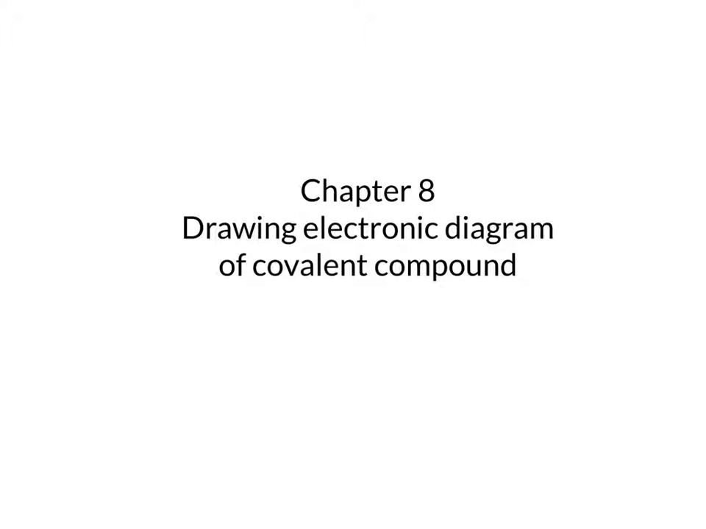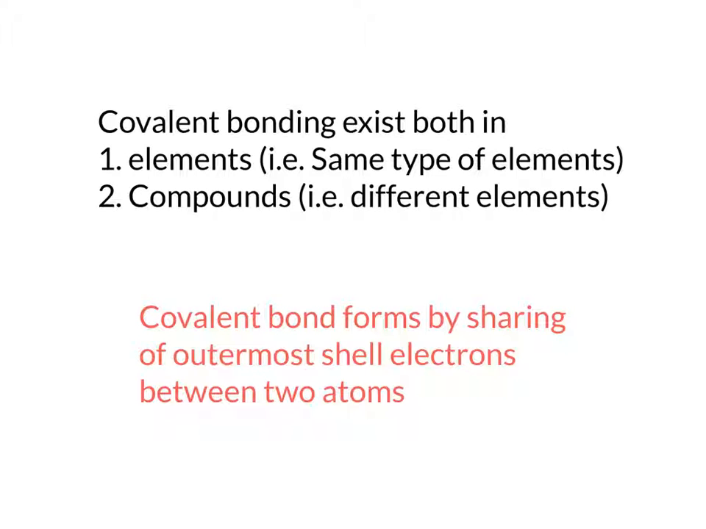Okay, just making a very quick video on drawing electronic diagrams of covalent compounds. The covalent bond actually exists in both element forms and compounds. Element means the same types of elements, for example O2, Cl2, N2. They have the same type of elements: both are Cl, both are N, and in between they are held by a covalent bond.